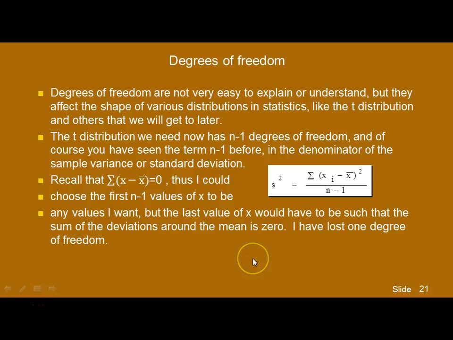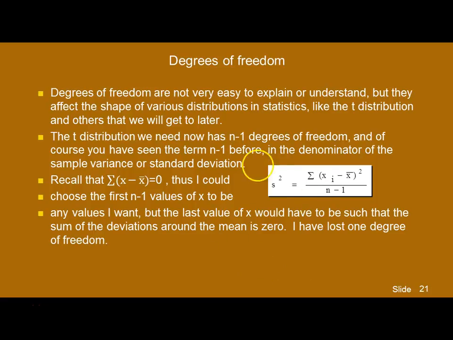Let me give you a different example that might be simpler. If I told you pick 5 numbers, and you can pick them any way you want, you have 5 degrees of freedom. But if I said to you, pick 5 numbers, however the 5 numbers have to add up to 100, you have lost 1 degree of freedom. You only have 4 degrees of freedom. You could pick the first 4 numbers to be anything you want. But if the first 4 numbers, say, add up to 90, the 5th number would have to be 10 to force the sum to be 100. You were not free to pick that last number.